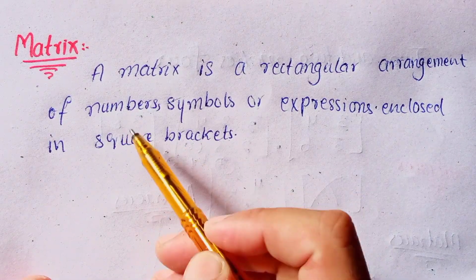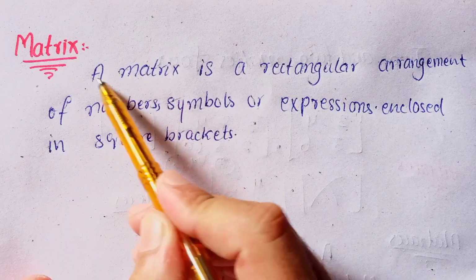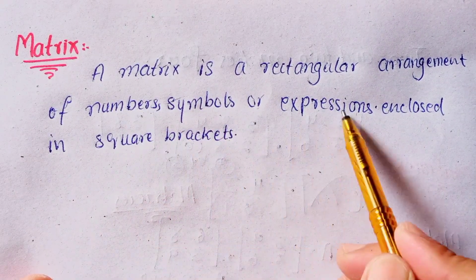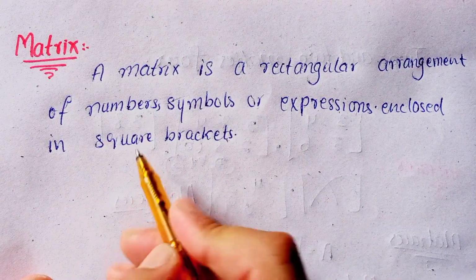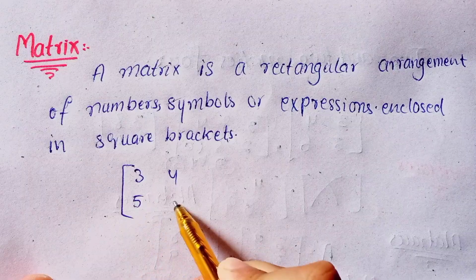Hi guys, in this video we are going to focus on what is a matrix in mathematics. So a matrix is a rectangular arrangement of numbers, symbols or expressions enclosed in square brackets. For example, 3, 4, 5 and 6.